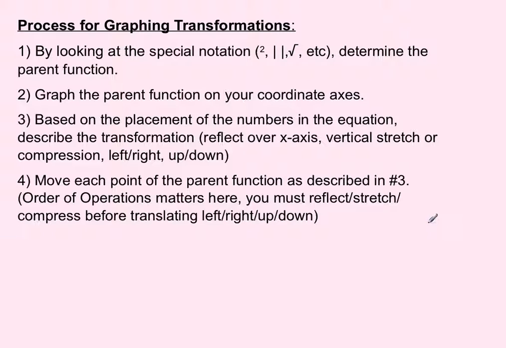Order of operations here matters, and why I'm saying that is because if I have a reflection or a vertical stretch or compression, I have to do those before I do any translating or counting up, down, left, or right. Otherwise, the graph will be incorrect. Because the reflection and the vertical stretch and compressions are multiplications of the height of the point, whereas the translations, the left, right, up, and down, are additions or subtractions. So multiplication wins out. So reflect and stretch first, then translate second.